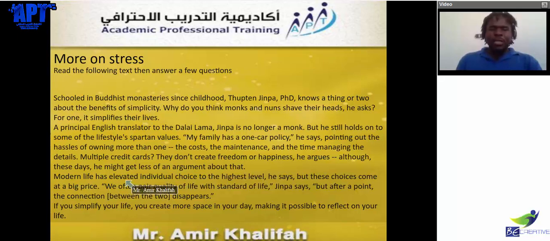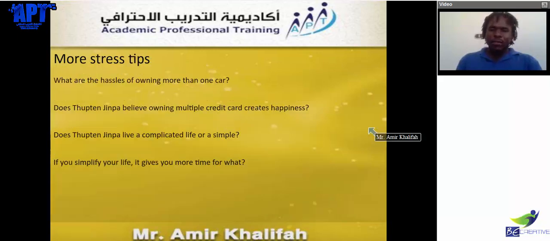Modern life has elevated individual choice to the highest level, he says. But these choices come at a big price. We often pair quality of life with standard of life, Jennifer says. But after a point, the connection between the two disappears. If you simplify your life, you create more space in your day, making it possible to reflect on your life.